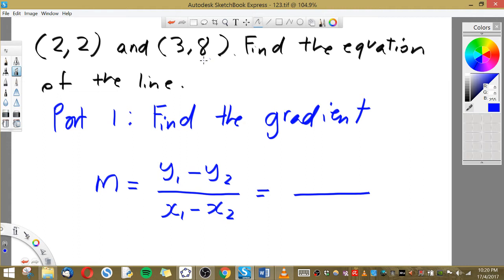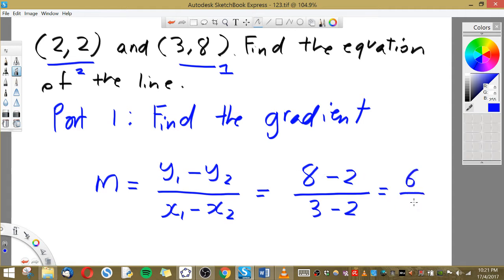Okay, so the y coordinates are 8 and 2. Maybe let's just say this point is point 1 and this whole thing is point 2. Okay, so y1 is 8, y2 is 2, and x1 is 3 and x2 actually is 2. Okay, so if you do this, then what do you get? You find 8 minus 2 is 6, 3 minus 2 is 1. So the gradient of the line is actually 6.